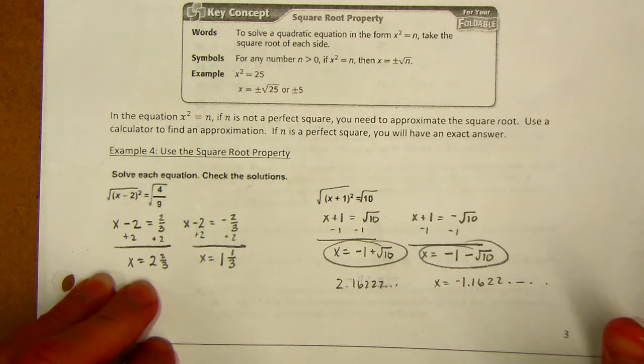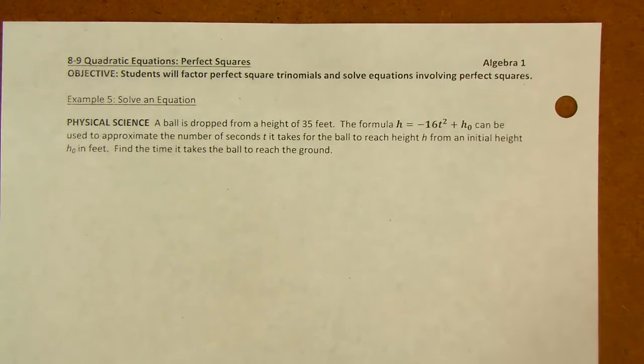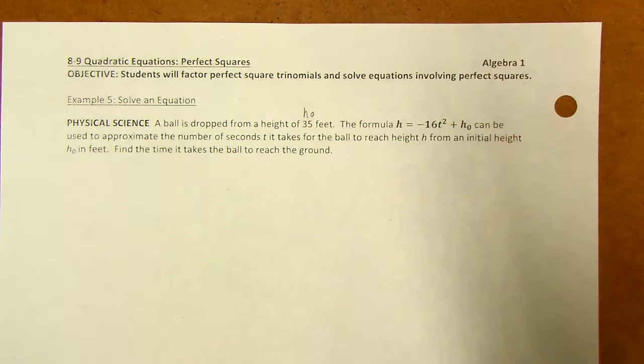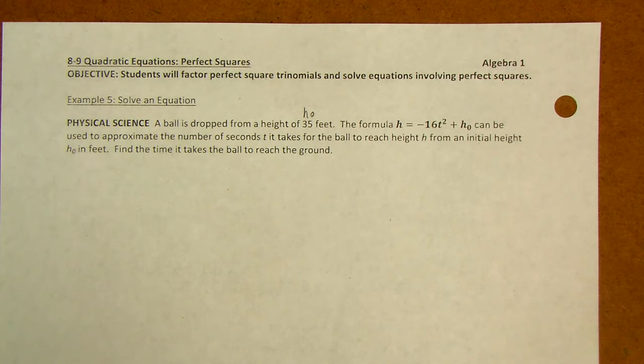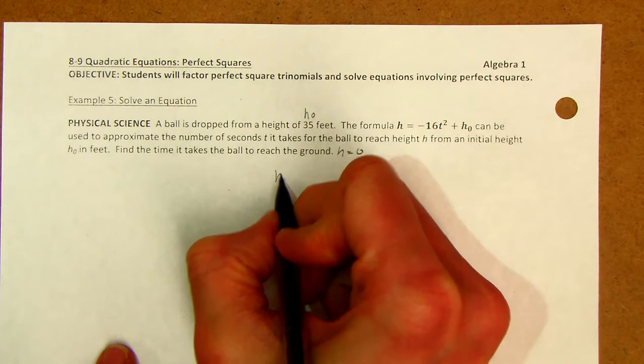On the back page, we have a word problem, and looky there. That good old equation comes back. Okay, a ball is dropped from a height of 35 feet, so that's your initial height. The formula is h equals negative 16t squared. There's no initial velocity, that's why the v is not in here, okay? And it can be used to approximate the number of seconds it takes to reach height 0 from initial height h sub 0. Find the time it takes to reach the ground. In other words, to reach 0. So we're going to take this expression, h equals negative 16t squared plus the initial feet of 35, and we're going to set it equal to 0.